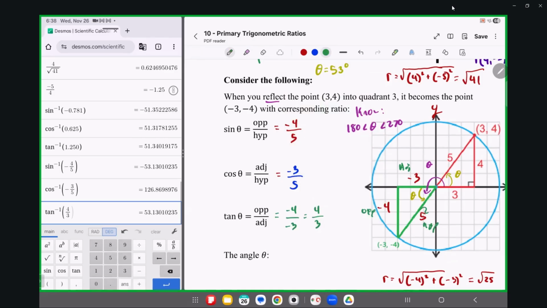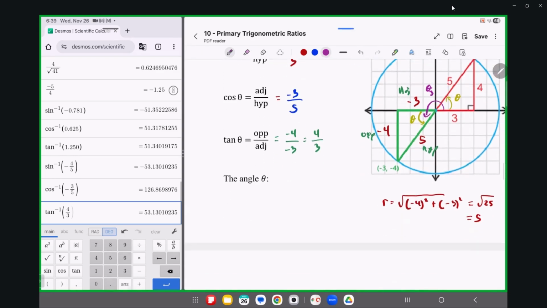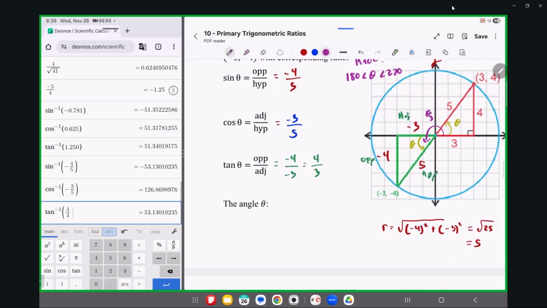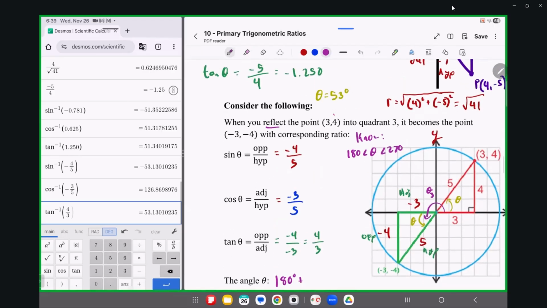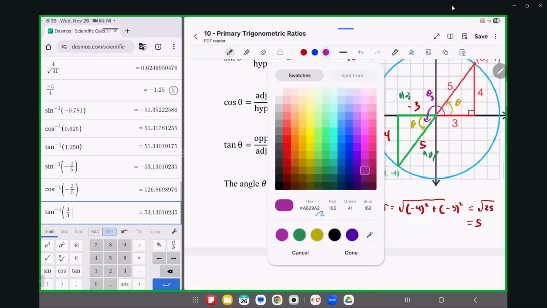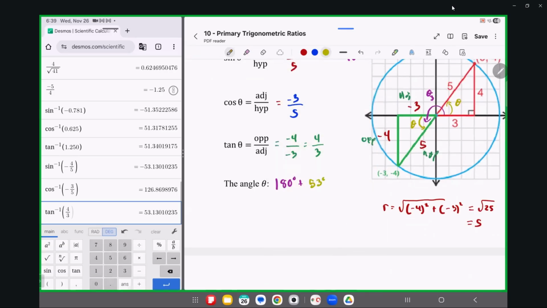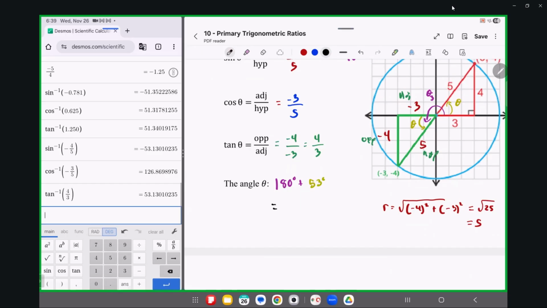So what do we know about this angle here? Well, the quadrant 3 angle, which we'll call, say, theta 3 for the moment, is going to be 180 degrees plus that gold point. So the angle theta is going to be 180 degrees plus the gold angle, which we called 53 degrees. And so when we add those together, 180 plus 53, we get 233 degrees.